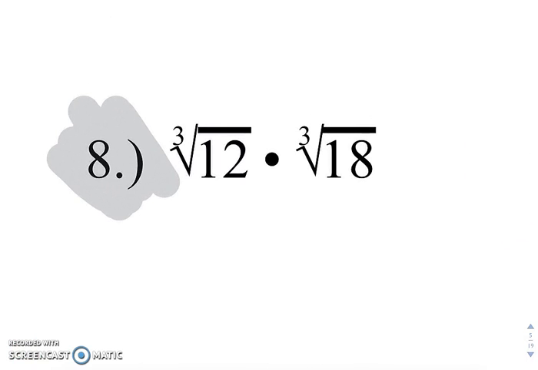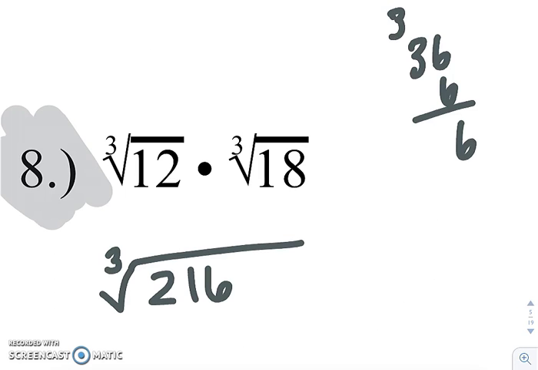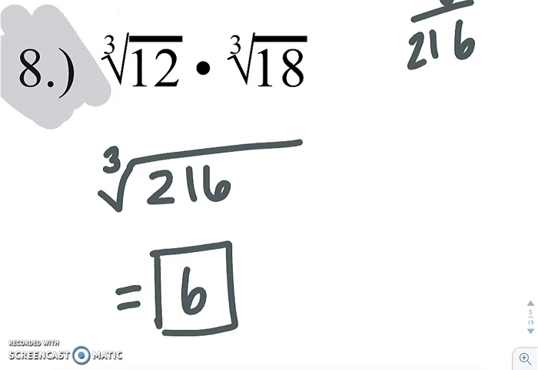If it's helpful, and in this case it is, to multiply 12 times 18, 12 times 18 is 216. Well, 216 is a perfect cube. 6 times 6 is 36. And then if you multiply that by 6 again, you get 216. So the cubed root of 216 is 6. So in this case, it was helpful to not necessarily simplify them separately, but to multiply them together and then go from there.